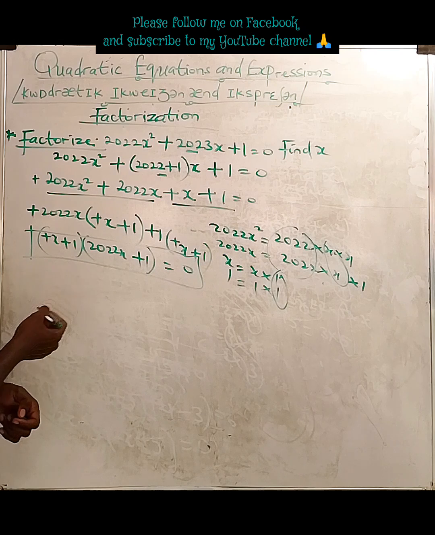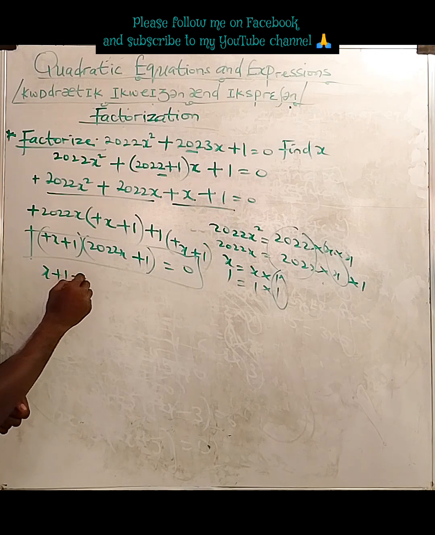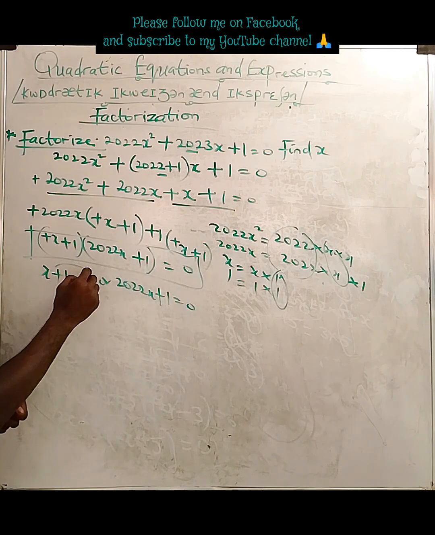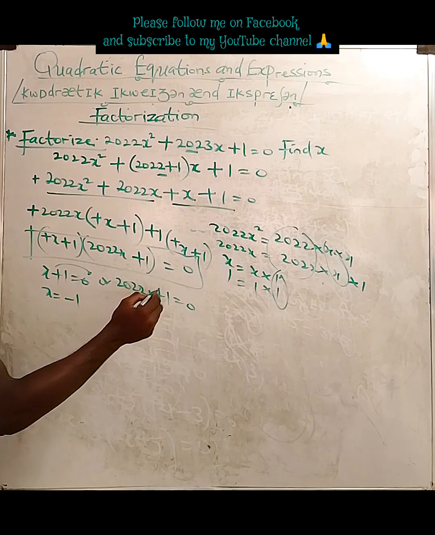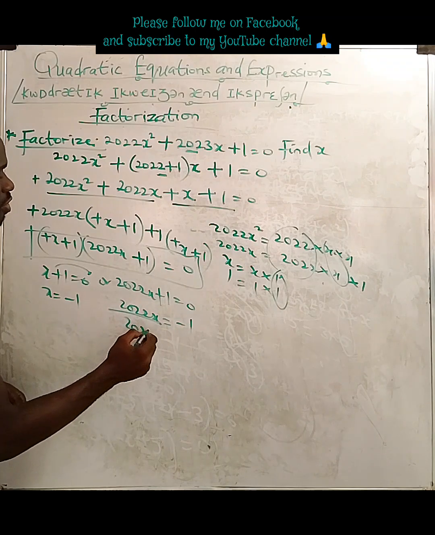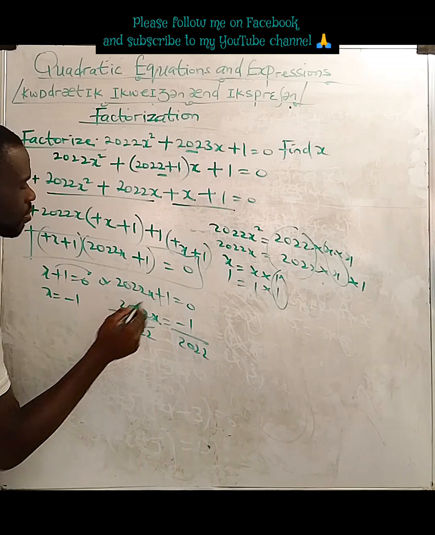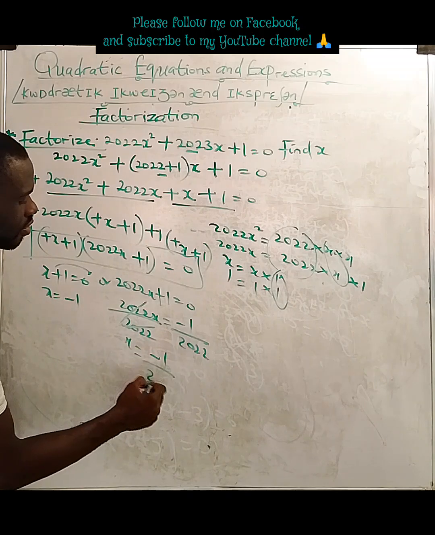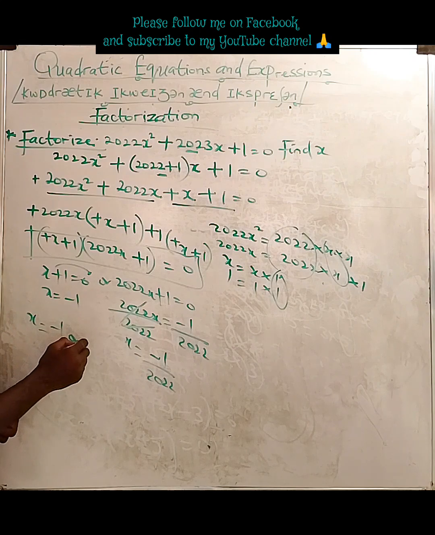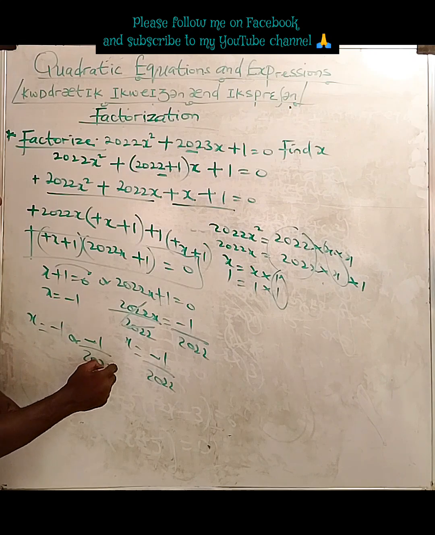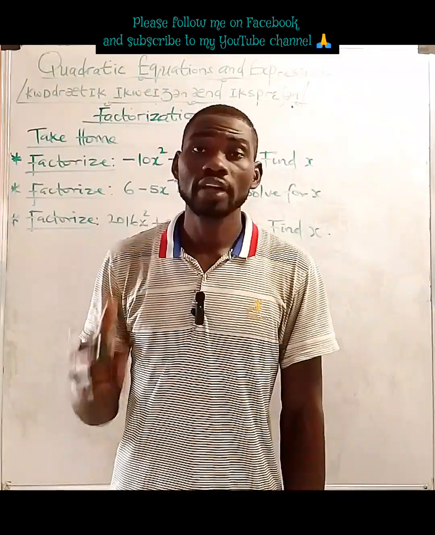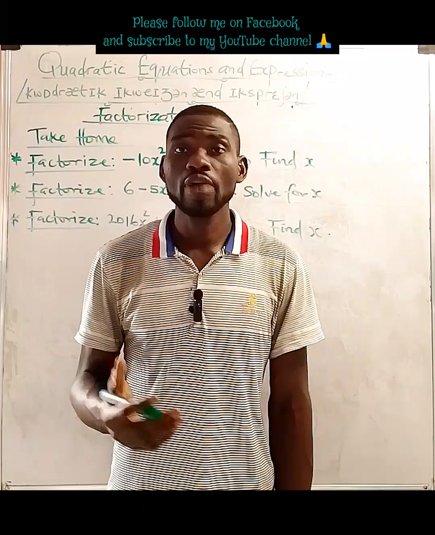So what do we do next? We're going to get the values of x. x plus 1 equals 0, or 2022x plus 1 equals 0. Send this to the other side. x is minus 1. Send this to the other side. 2022x equals minus 1. Divide both sides by 2022. So x is minus 1 over 2022. So what are the values of x? x is minus 1 or minus 1 over 2022. As easy as ABC.